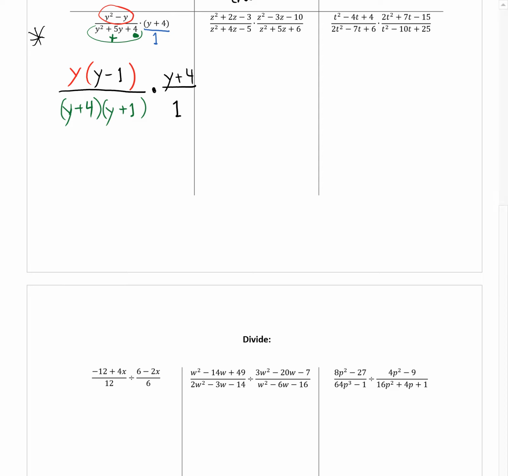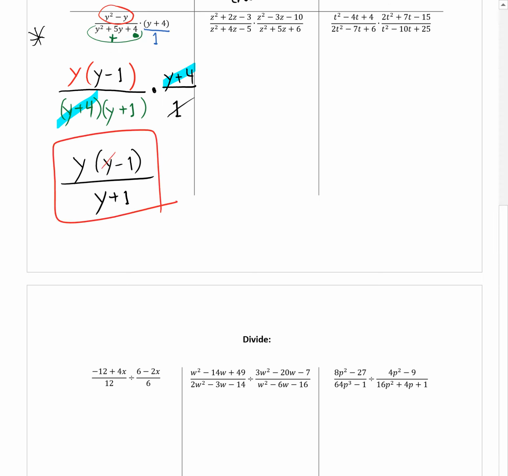And I noticed there's only one thing that cancels here. It seems like a lot of work just for one little thing, but the y plus 4's cancel, and that's about it. So let me see, in the numerator, what's left over? There's a y and a y minus 1. In the denominator, there's a y plus 1 times 1. But the 1 you don't really need because we know 1 times anything is that thing. So there's our answer, and I cannot cancel.